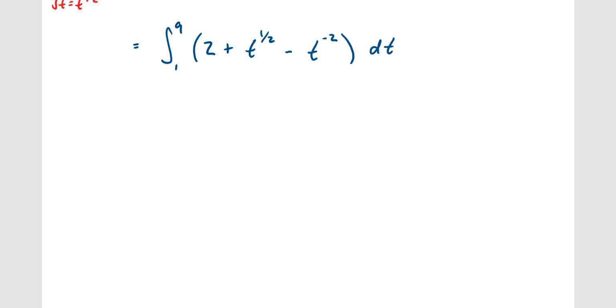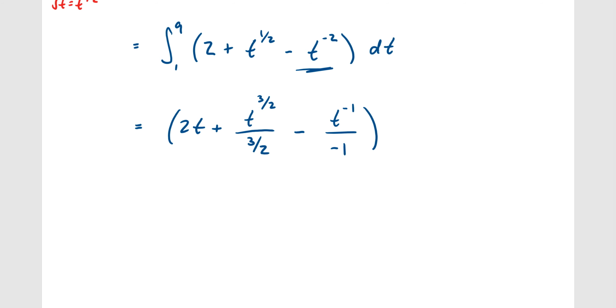Okay, so now we can just go ahead and apply the rules to each one of these terms. So the integral of 2, that's a constant, so we have 2t, plus the integral of t to the 1/2, add 1 to the exponent, divide by that new exponent, 1/2 plus 1 is 3/2. Last one, add 1 to the exponent, and divide by that new exponent. So just be careful when they're negative exponents and you're adding. And we're evaluating this from 1 to 9.